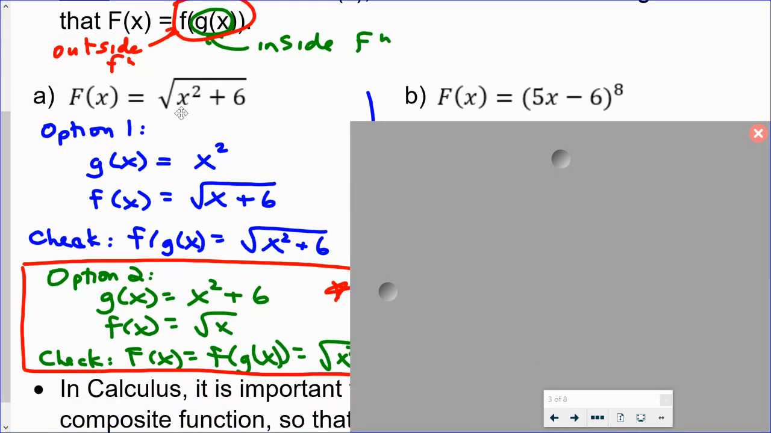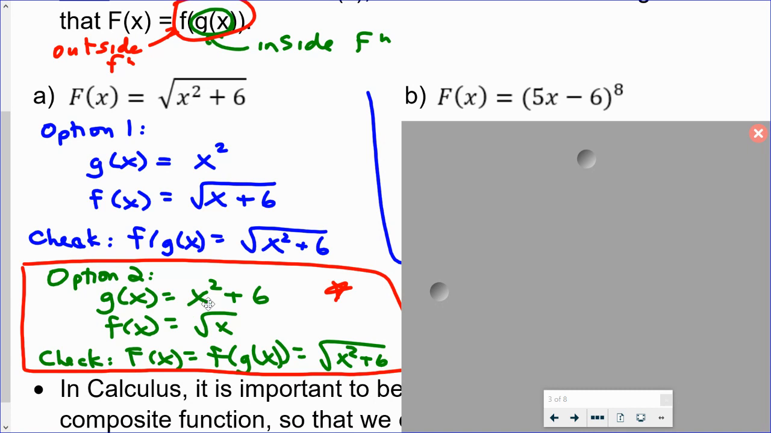Another way to think of this is to take everything under the square root and call that g of x, the inside function, and make this square root the outside function. So when I combine them together, if I was to sub x squared plus 6 in where I see x here, I would go back to this original composite function.